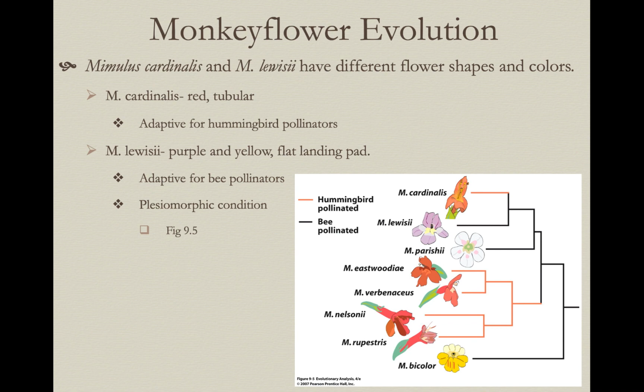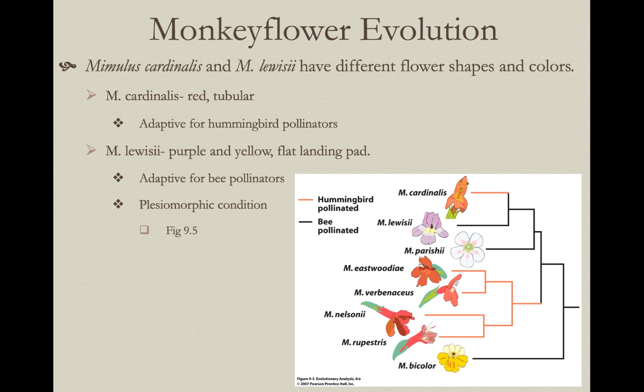shapes. And 2 of these species are fairly closely related, Mimulus cardinalis and Mimulus lewisii. They differ in a number of traits in both coloration and flower shape. The cardinalis flowers are red and tubular, and this is a common pattern that we see in flowers that are co-evolved with hummingbirds to attract hummingbirds as pollinators. Lewisii, on the other hand, is purple, relatively flat, and it's got these yellow spots associated with the landing pad. This is a common pattern that we see in flowers that are adapted for bee pollinators.